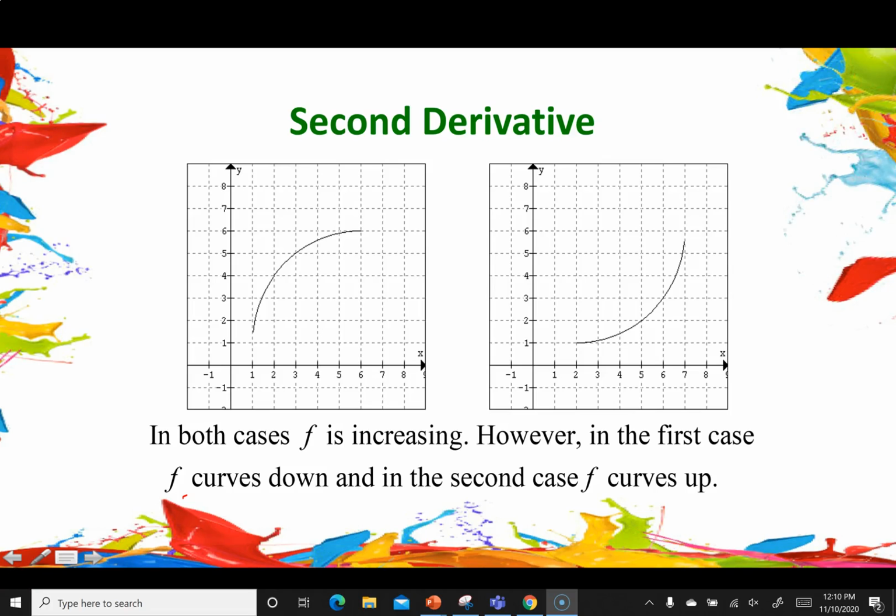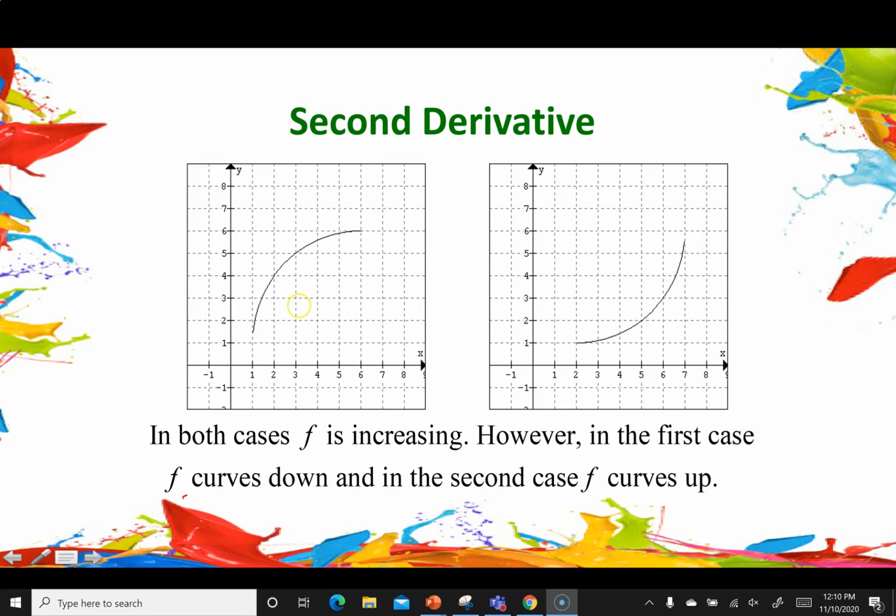All right, on this next topic, we're going to talk about the second derivative. And the second derivative is going to help us with something called concavity and also points of inflection. Looking at both of these graphs, you should notice that in both cases, the function f is increasing. Think about the amount of money in your bank account. In both cases, it's going up. However, in the first case, f curves down, and in the second case, f curves up.